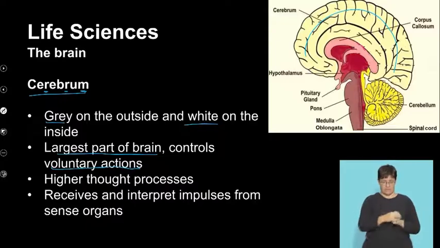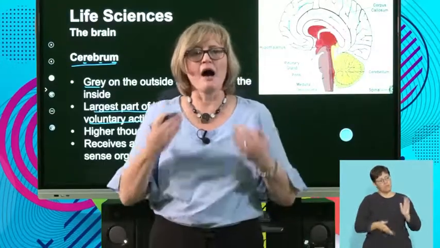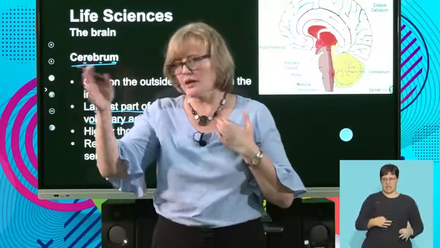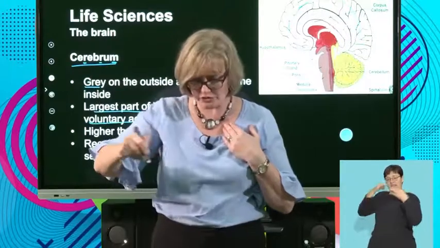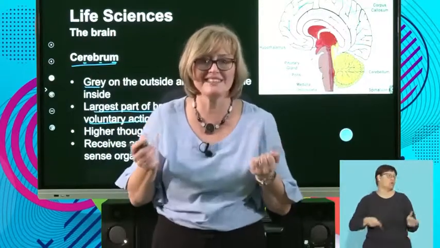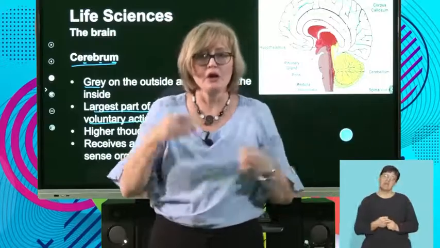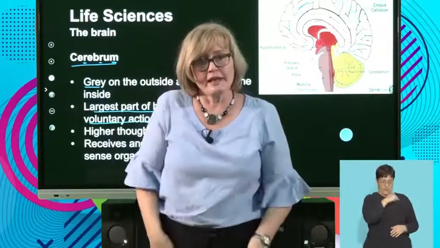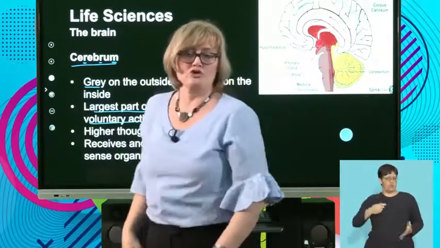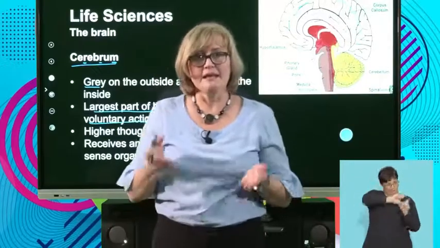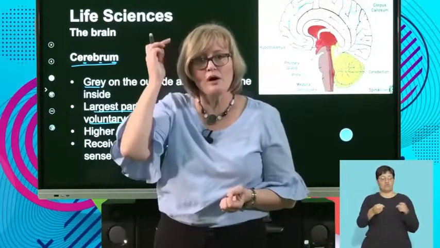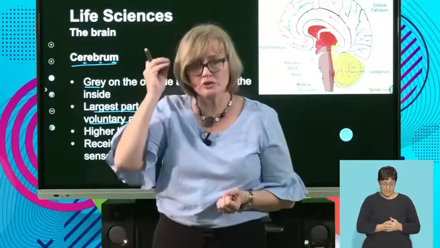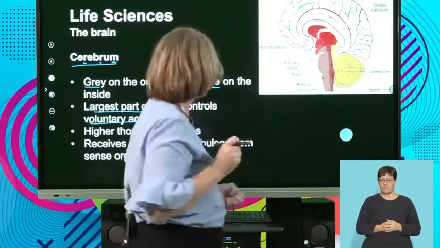What do we mean by voluntary actions? I decide I want to go there. I decide I want to write something. I want to eat cake. I want to go and shop. Your brain tells your legs, go walk to the shop. You get what I'm saying? That's voluntary. So your cerebrum controls your voluntary movements.